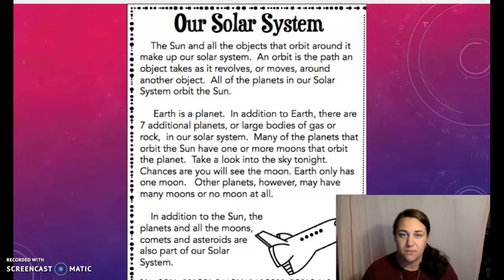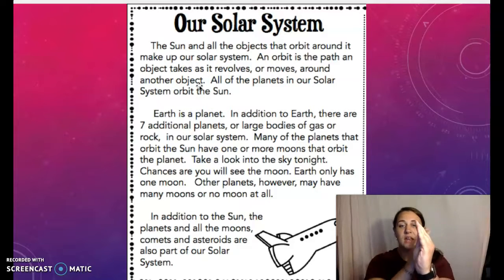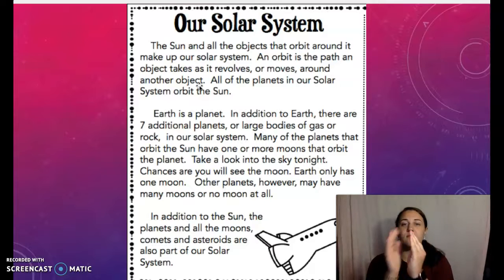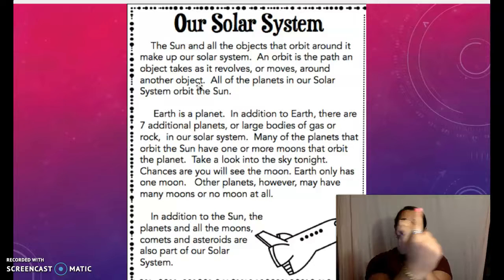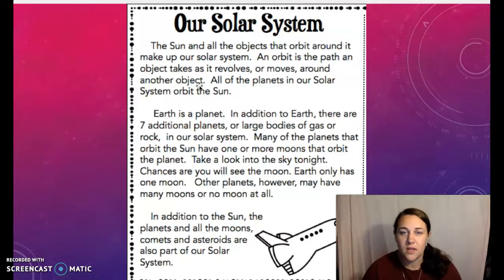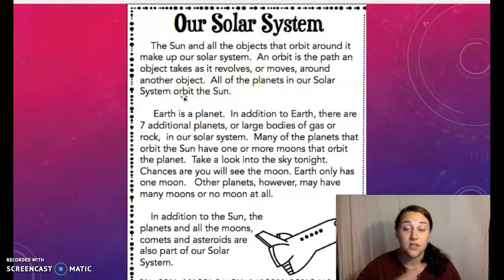So our solar system, the sun and all the objects that orbit around it make up our solar system. An orbit is the path an object takes as it revolves or moves around another object. So when we say that everything orbits around the sun, we're saying that here's the sun and everything in our solar system moves around it. It revolves around it or it moves around it. So when I say it orbits the sun, it goes around the sun. Okay? All of the planets in our solar system orbit the sun. So all of the planets, including ours, Earth, orbit the sun.